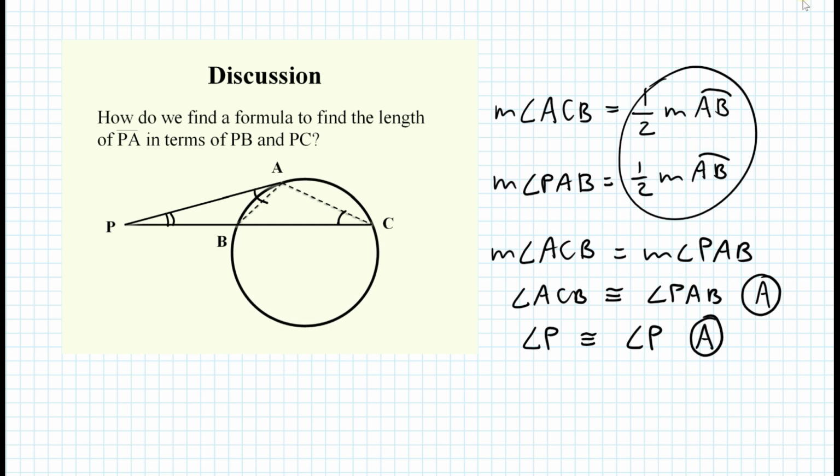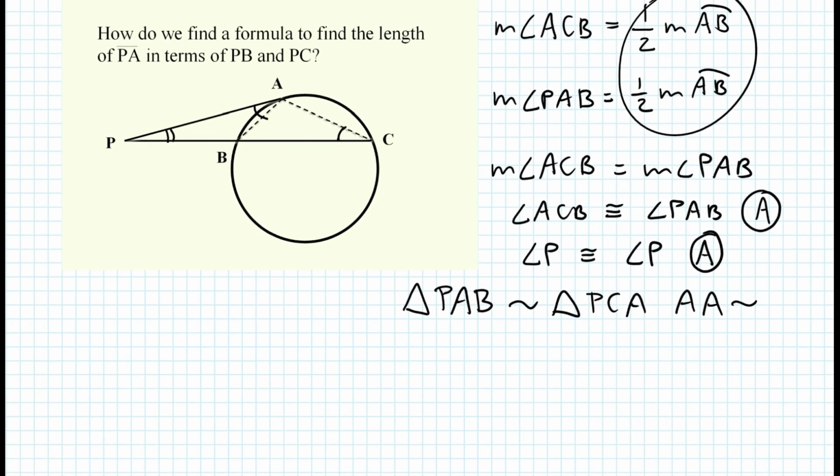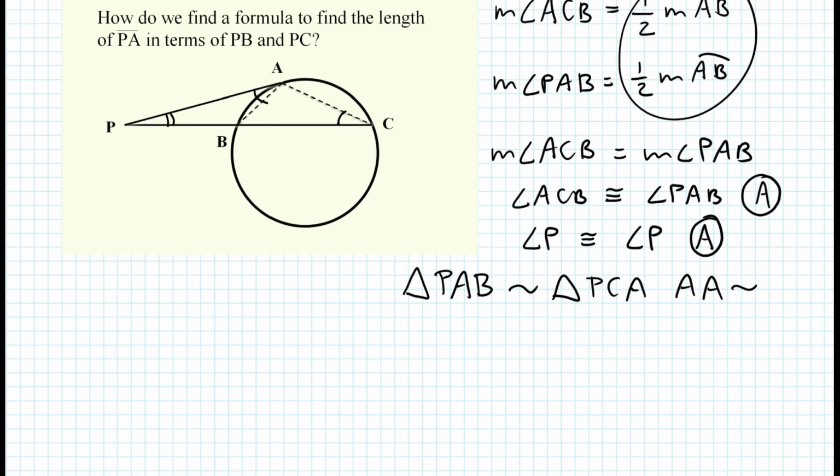Well, from the diagram, we can say that triangle PAB is similar to triangle PCA by the A.A. similarity postulate. Okay, now that we have two triangles that are similar, we can generate a proportion.